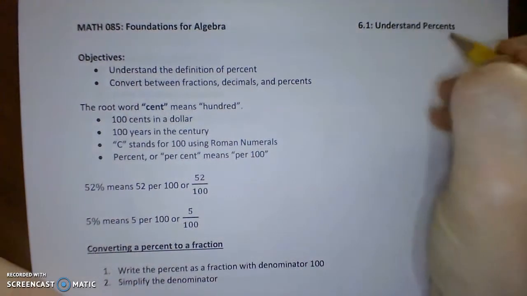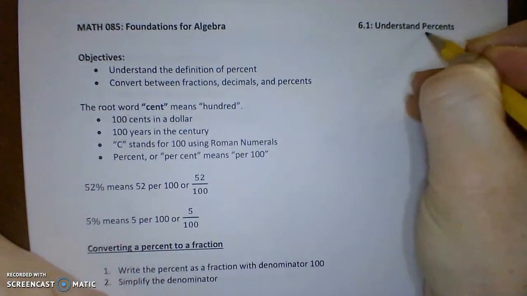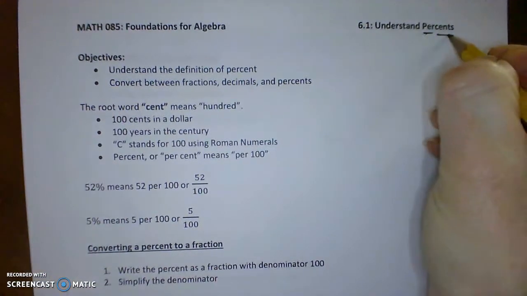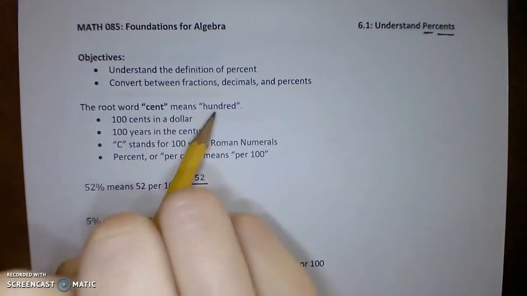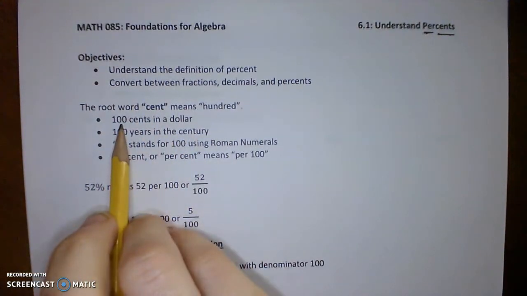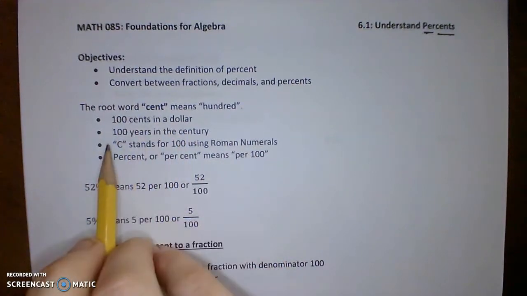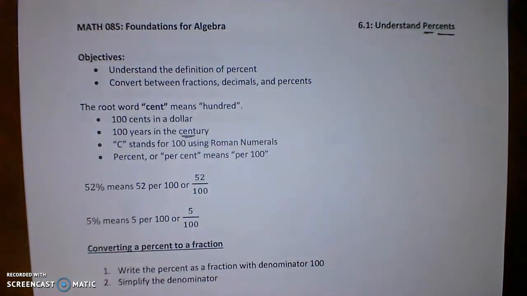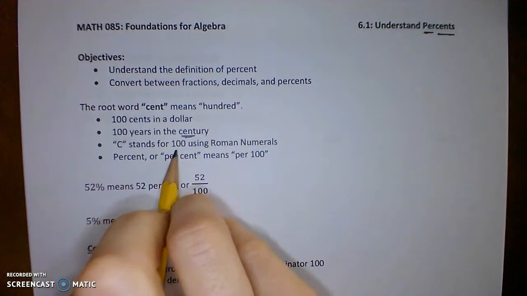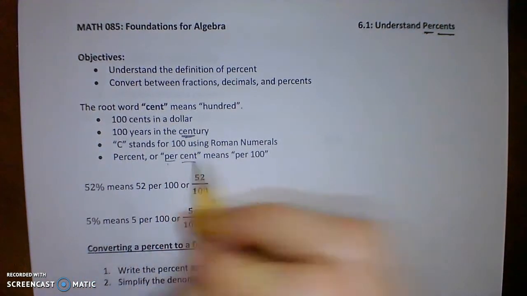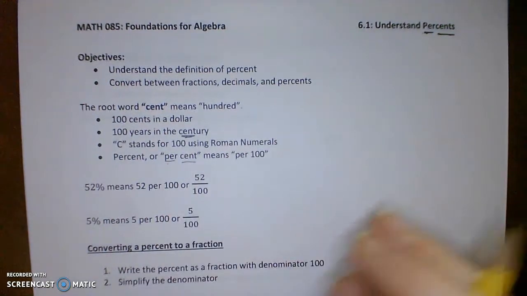So the word that we want to break down here is per cent, like for every cent. And the root word cent means 100. Some words that have cent in them: there's 100 cents in a dollar, or there's 100 years in a century. So there's that root word cent. And using Roman numerals, the C stands for 100. So percent, per 100, means for every 100.